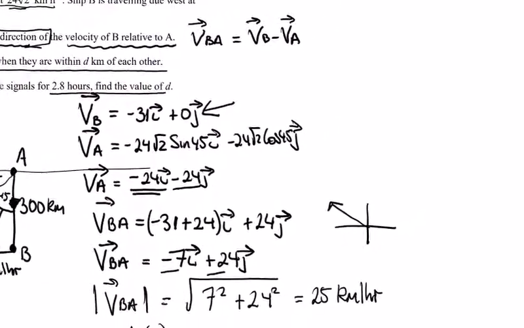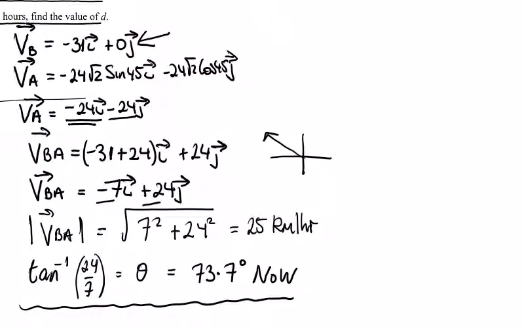Okay, let's do a diagram here. Let's just keep some of the information. So we have A and B, 300 kilometers. B is going in this direction technically, but the velocity of B relative to A was that way there, wasn't it? Minus 7 plus 24. So this is going to be the shortest distance between them.